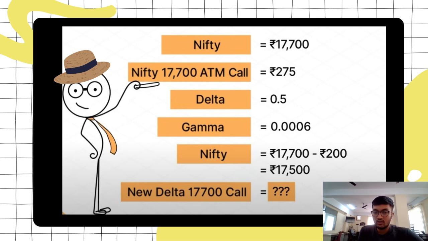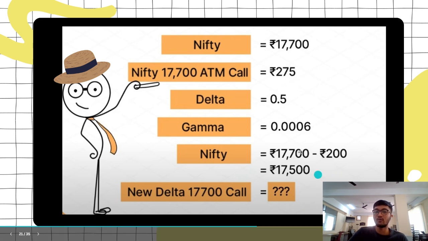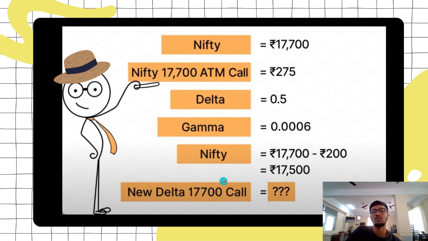And how many points did you actually lose? 200 points. Well, what is the delta? So the option premium should decrease from 275 to 175 if only delta is involved. The new delta at 17,700 will be how much? That is what we have to calculate.